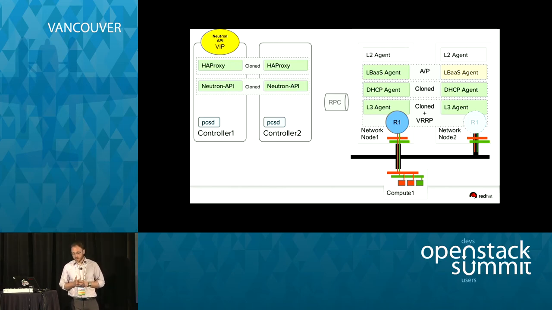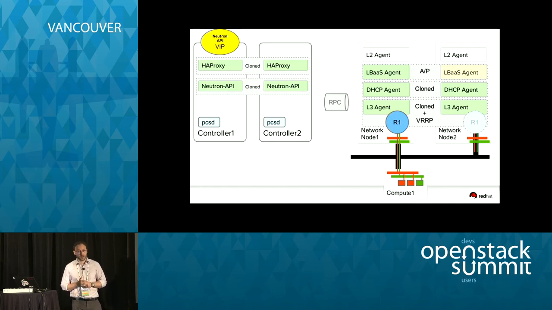The DHCP: there were a few changes in the latest cycle, the Kilo cycle, that enabled running the DHCP agent in active-active configuration, and this is a Neutron configuration that you would have to enable. You would also have to make sure that the Neutron DHCP service, the Linux service that runs on the host, is highly available as well. So you would have to create the Pacemaker cluster on top of that, in addition to the Neutron configuration, enabling the DHCP services to be highly available.